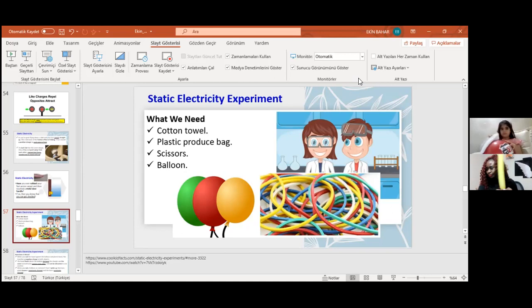Oh, we need a... Can I rub it onto my cloth? I think you can rub it onto your hair. Okay, 1 minute. Okay, that's enough. Now, this. And then? And then you get the plastic bag, cut it, and do this.